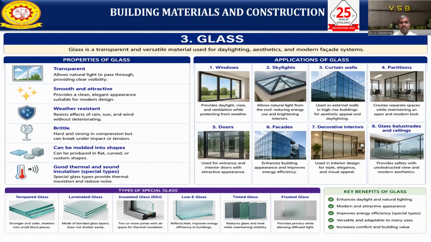In insulated glasses, two or more panes with air spaces and thermal insulation can be used. Low-E glasses reflect the heat, and we improve the energy efficiency of the building also. Tinted glasses reduce the glare and the heat while maintaining visibility. Frosted glasses provide privacy while allowing diffused light, and we can also resist noise. Based on our requirement and application, we can select the different types of glasses in our construction.